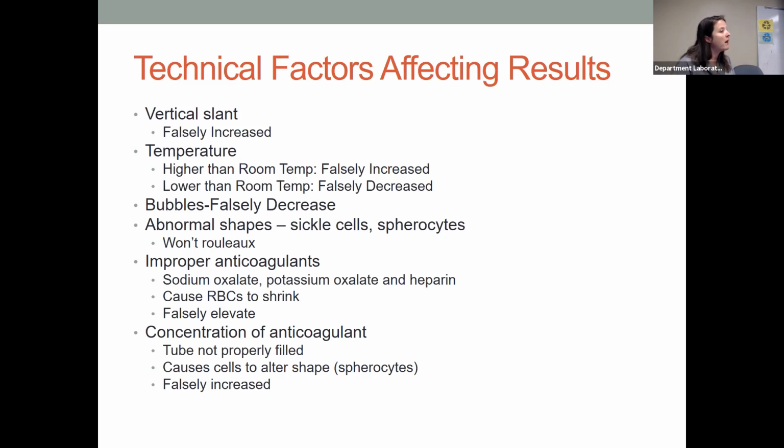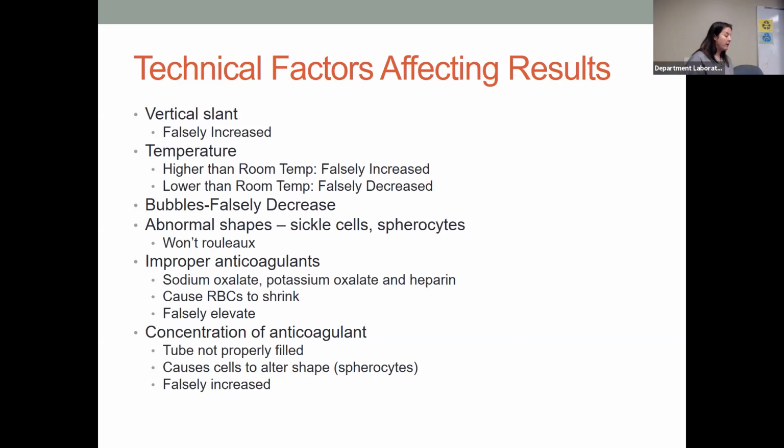If you don't use the right anticoagulant, okay, so we're going to use our EDTA samples. If for some reason you use sodium oxalate or potassium oxalate and heparin, that will affect the red cell membrane, all right? It's going to cause them to shrink, and then it will falsely elevate your ESR, all right? So using the wrong anticoagulant. And then your concentration of anticoagulant too. You want to make sure that tube is properly filled so it won't affect our ESR.